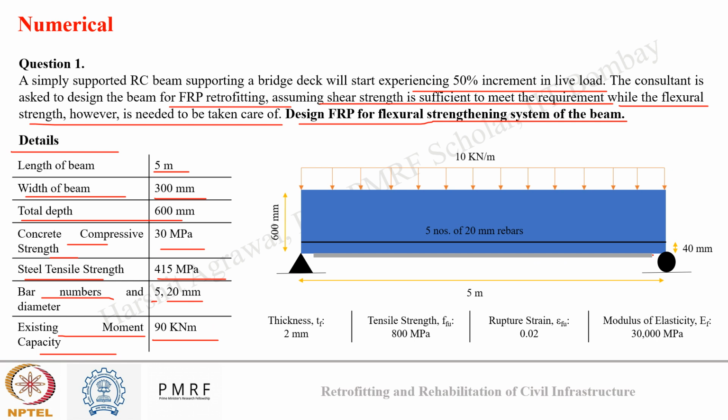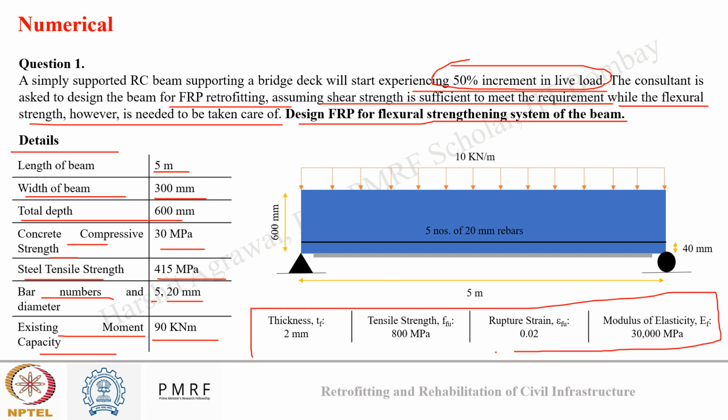And we need to design a CFRP sheet, which is used as an external FRP retrofitting, such that it can sustain 50% increment in live load. And these are the details of the CFRP element: the thickness, the tensile strength, the rupture strain, and the modulus of elasticity. I will take a break of a couple of minutes. Just try to understand this question. What all things are given. Try to think about how you will proceed with the question, and then I will tell the solution.